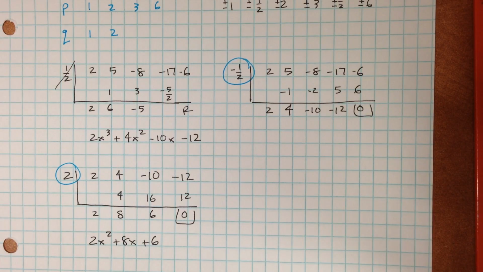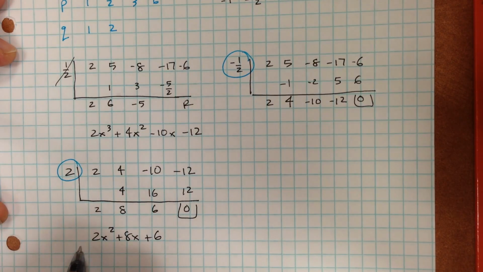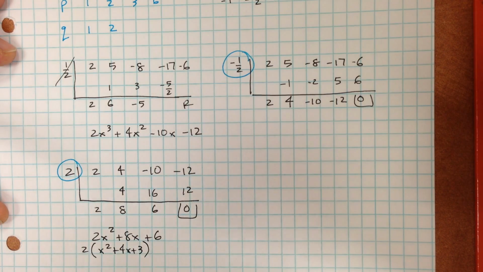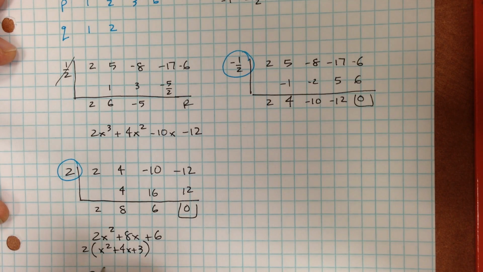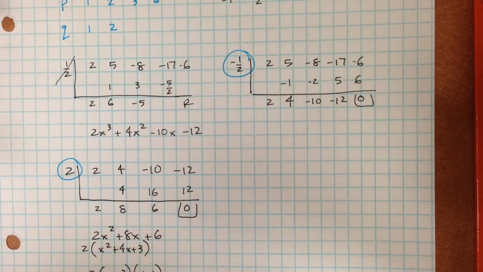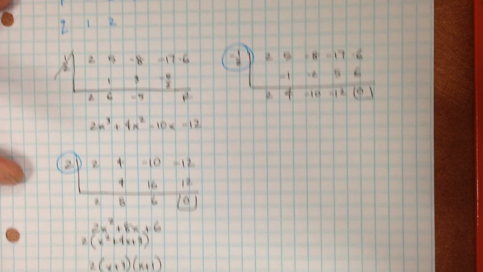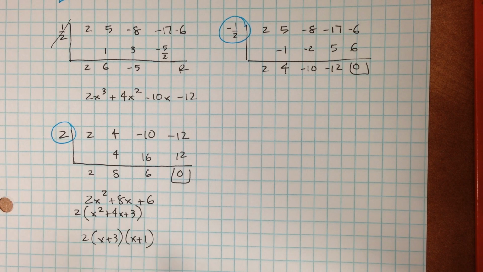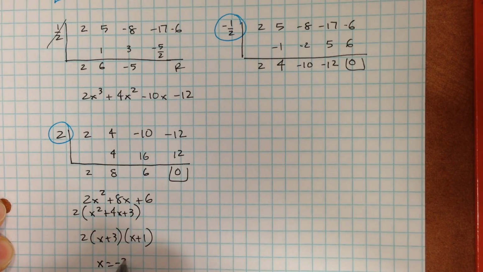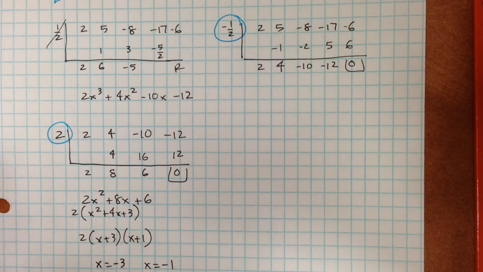And that is a quadratic. That can be factored. That can be solved. We can now deal with that. So looking at that, I will pull out a 2, and then I will get x squared plus 4x plus 3. The factors of this: 2 times x plus 3 times x plus 1. These two factors will result in 2 more zeros, 2 more roots. This would give me x equals -3 and x equals -1.